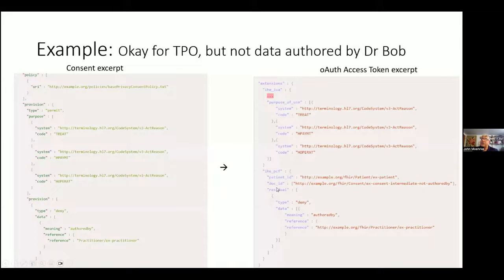And then there's this residual section, which says deny data authored by Dr. Bob. So this is all that needs to be unusually handled at the FHIR server side, in that additional resource server side agent has to be looking at all the data that comes through for anything that was authored by this particular reference.